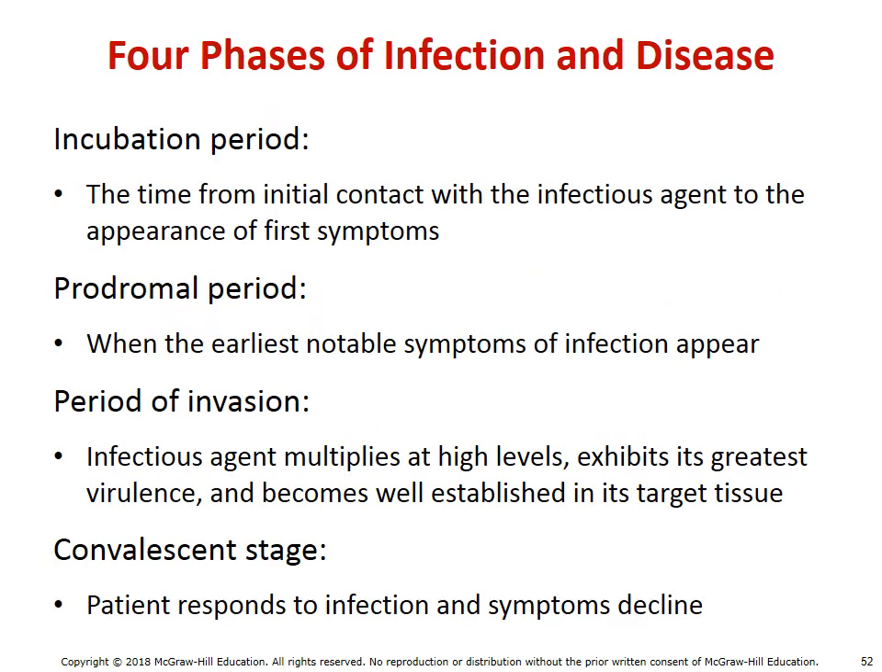There are 4 phases of infection and ultimately disease. It starts off with the incubation period. This is whenever you are infected, but it takes time for the first signs and symptoms to show up. Then we enter the prodromal period, whenever we start seeing our initial signs and symptoms. Most of these things are typically pretty vague.